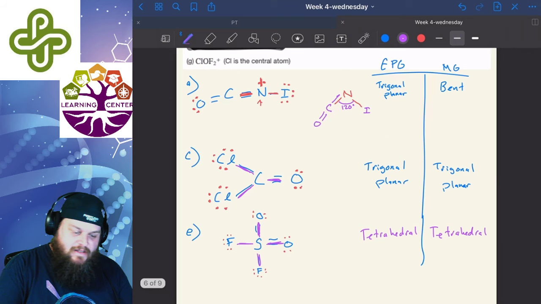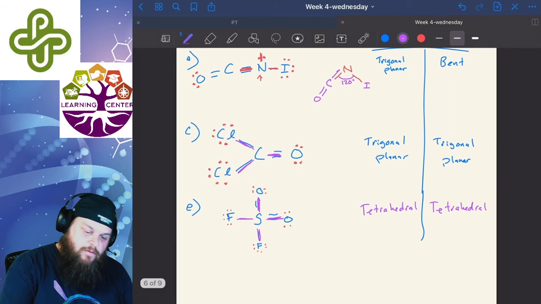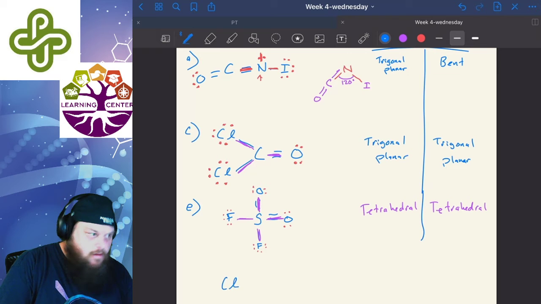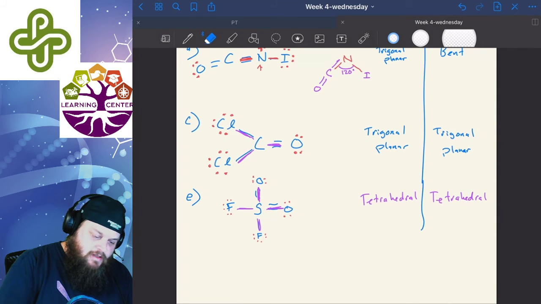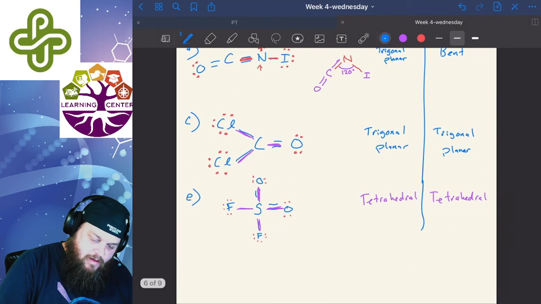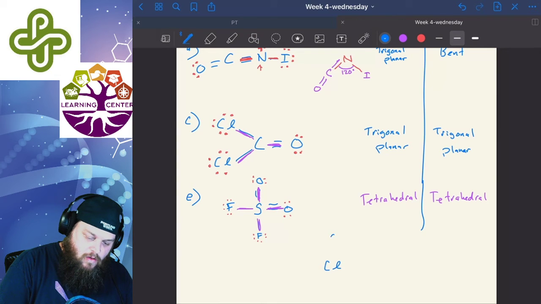The last one, ClOF2. That's ClOF2. What's the central atom? Chlorine. So chlorine is the central atom. I'm going to move it a little bit over here. ClOF2.